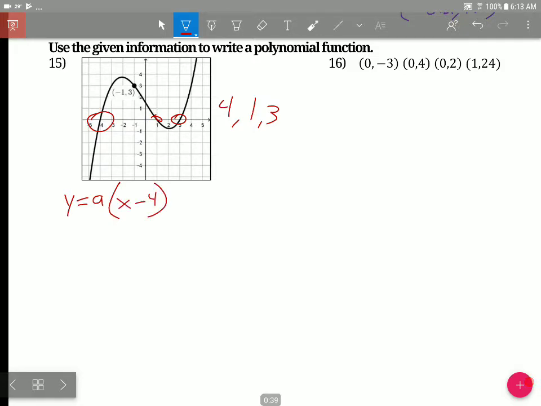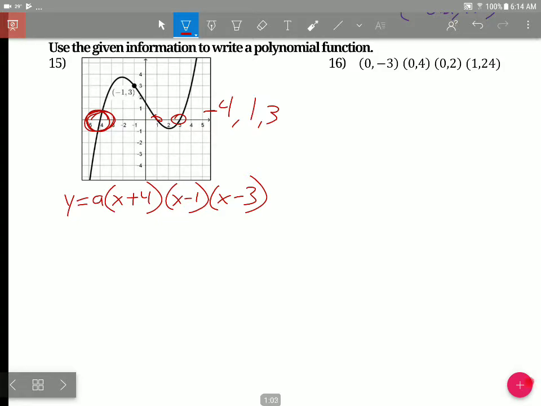Oh, except for the fact that Mr. Hunter can't read. This over here is actually a negative 4. So since it's a root at negative 4, the factor would be x plus 4. I got a root at 1, so the factor is x minus 1. And I got a root at 3, so the factor is x minus 3. Okay? So that's the setup.